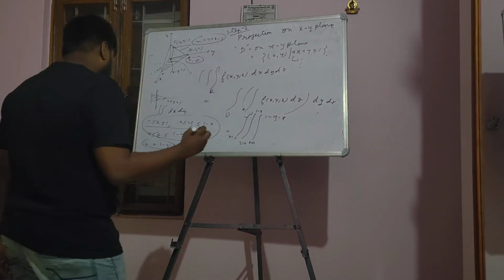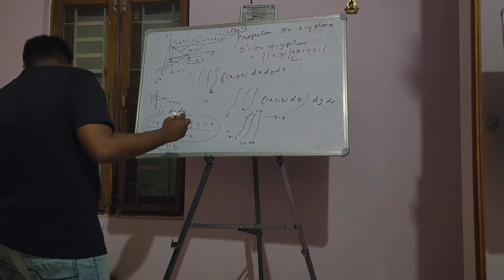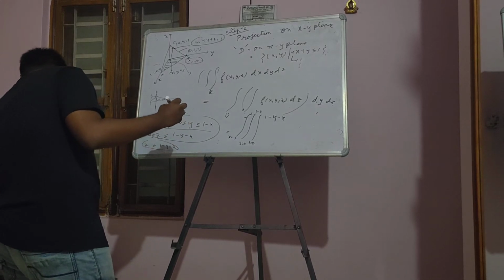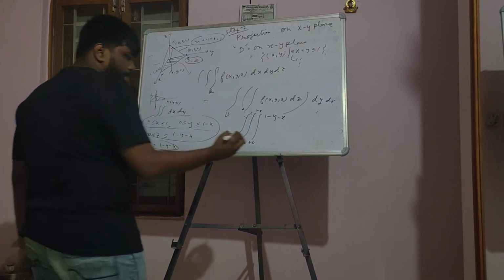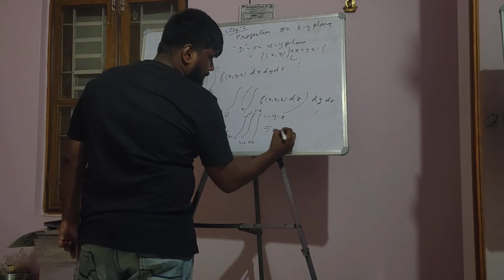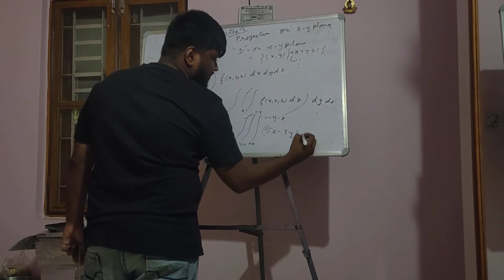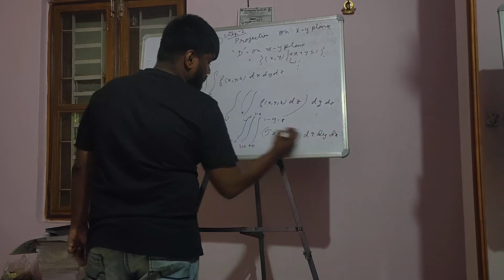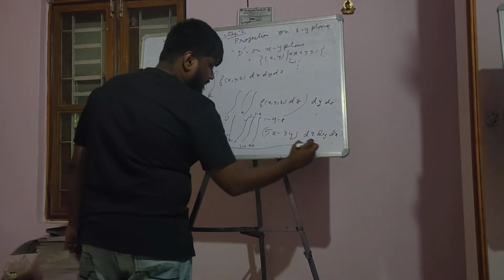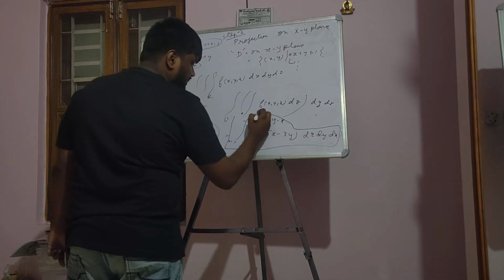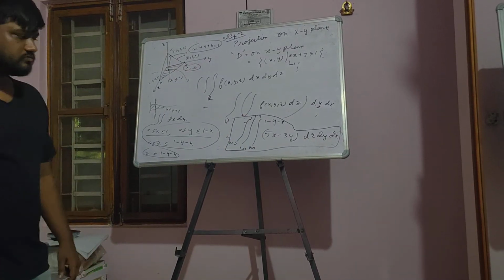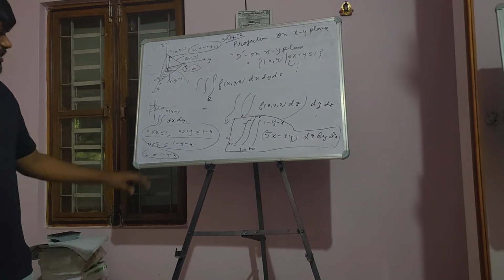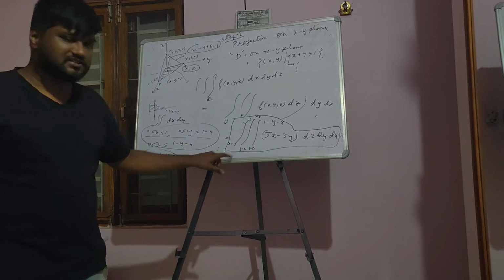And the function that we are given is 5x minus 3y, and we want to integrate it with respect to z, then with respect to y, and then with respect to x. So this is the integration that we want to compute. I'll be erasing the board and computing this integration now.